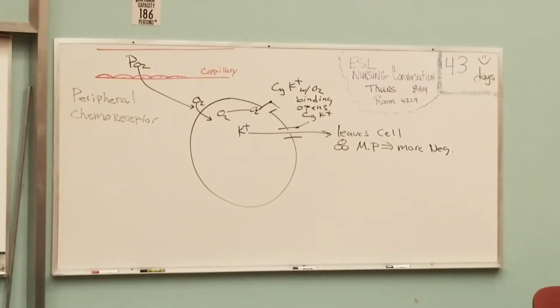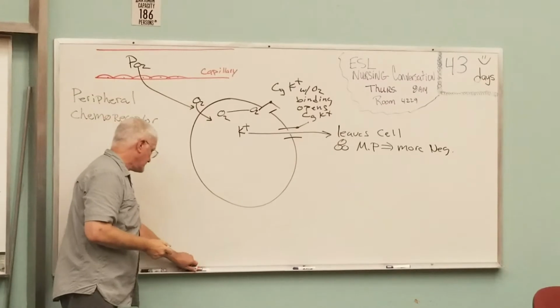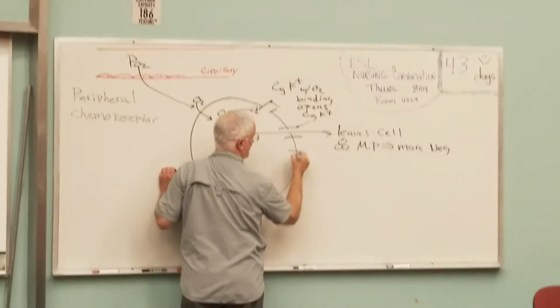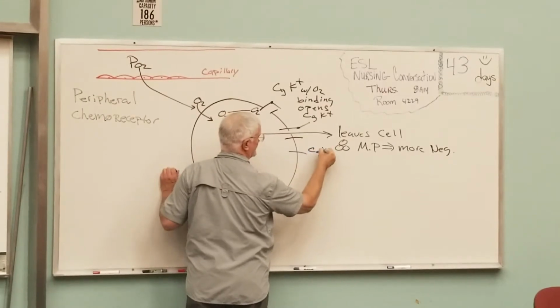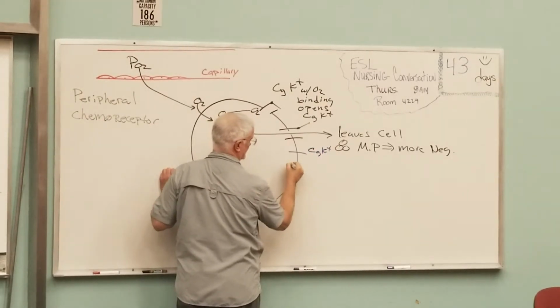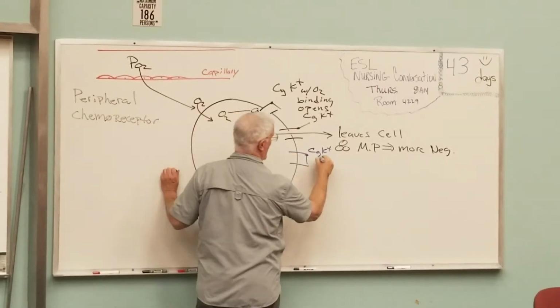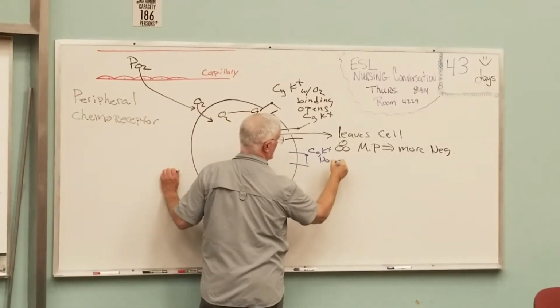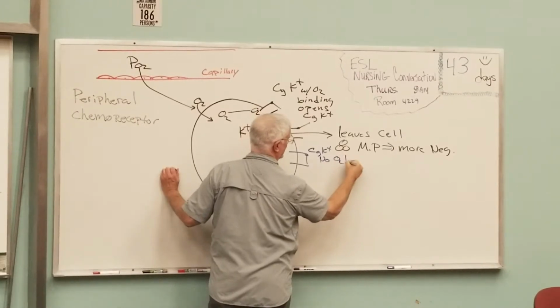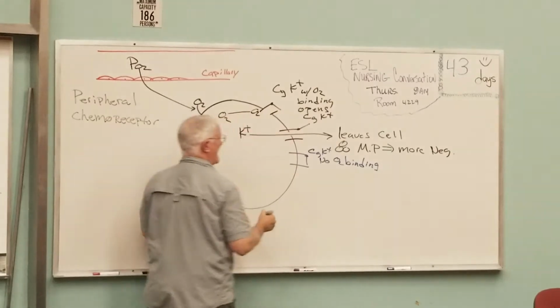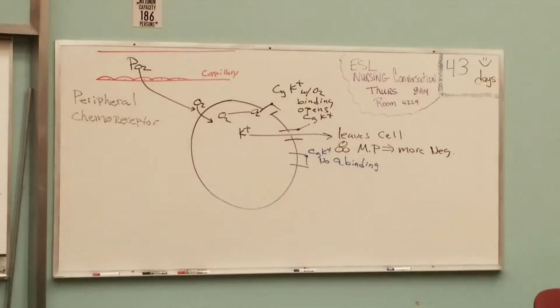Now what if, we're going to do it in blue, we had a chemical gated potassium channel, and there was no O2 binding. Can potassium leave that cell? No. Well, that's good, all right, that's correct.